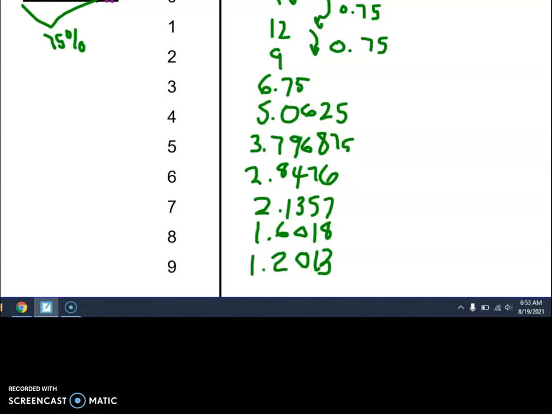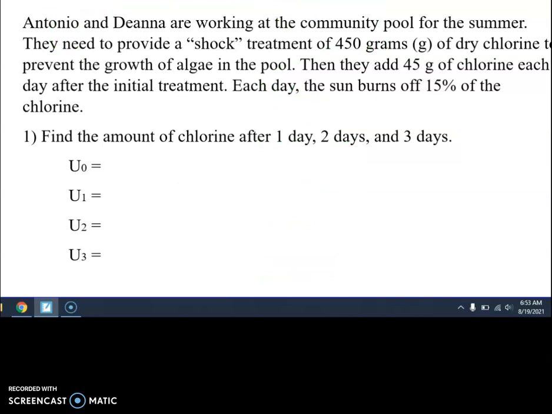Again, we're skipping the second problem and we're moving on to the third problem. So some of you may have a swimming pool, so this problem involves trying to eliminate algae from a swimming pool. So Antonio and Deanna are working at a community pool for the summer. They need to provide a shock treatment of chlorine, and then they add 45 grams of chlorine each day after the initial treatment, and also each day the sun burns off 15% of the chlorine.